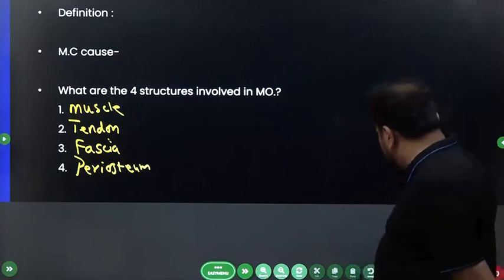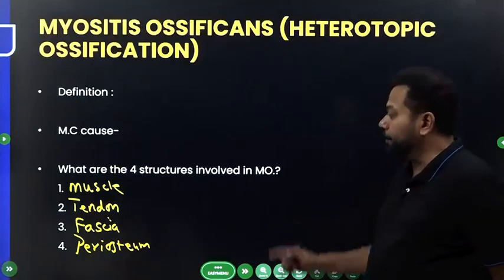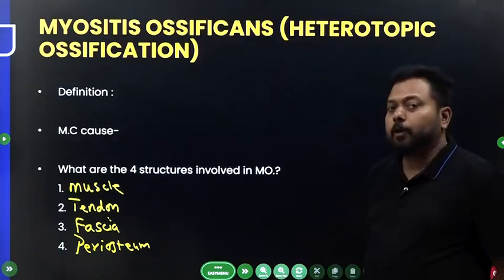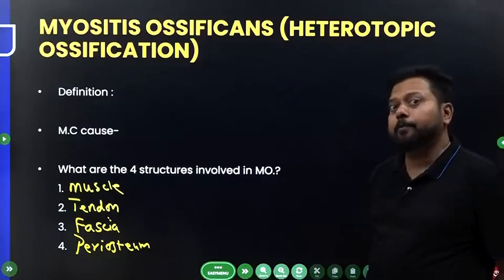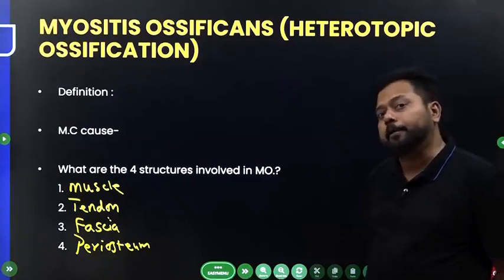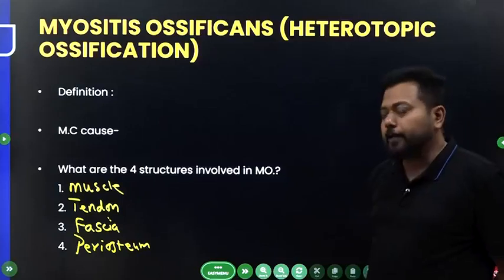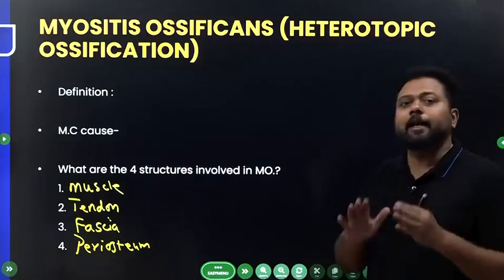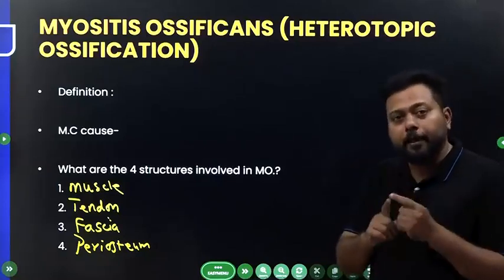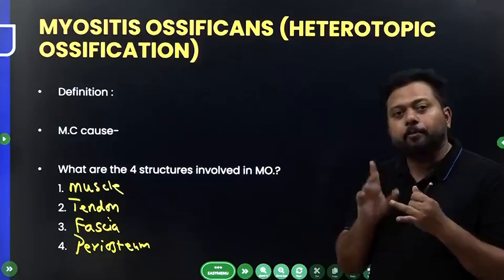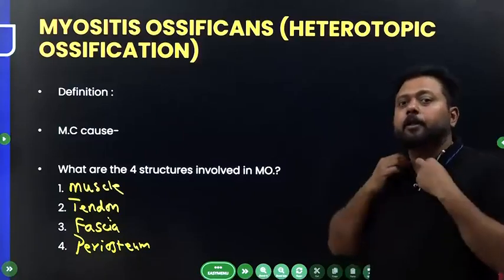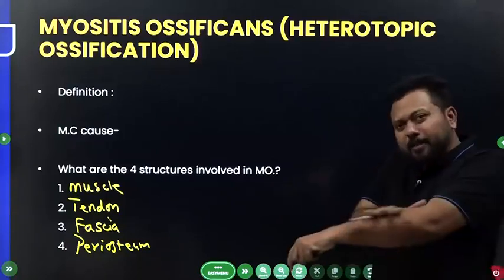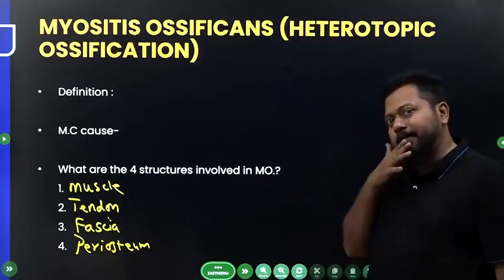Last but not the least, that periosteum is very important, because that's what I will tell you in the clinical features as well as radiologically. The involvement of periosteum confuses myositis with another important condition. That's the differential diagnosis that I'll tell you. The most common cause of myositis ossificans is ill-advised massage. Who will do that? Native or traditional bone setters. It's the most common cause in general.